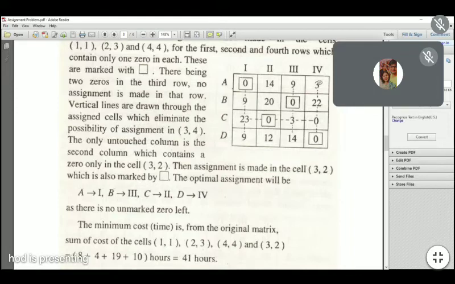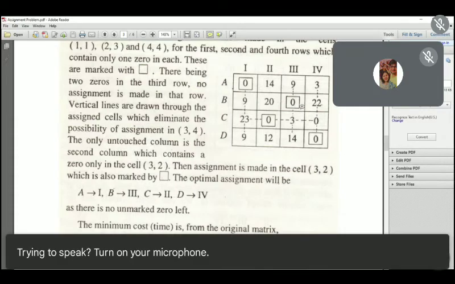So first row, what is the value? 0, 14, 9 and 3. There's only one 0. So I put a box there, meaning I have made an allocation or an assignment there. Done. Next row. Second row. Again there's only one 0, in 9, 10, 9, 20, 0 and 22. Again only one 0, so again I put a box there. So this is where I'm allocating. This is my assignment. Next, moving on to the third row.